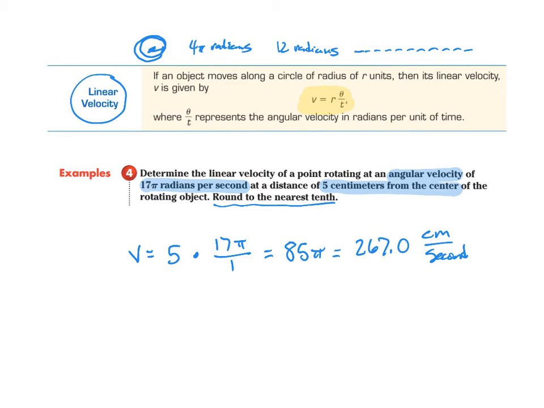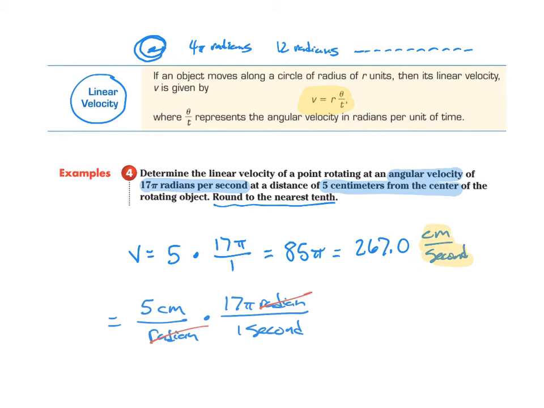Now I want to take a minute to show you why these units are centimeters per second. If we do the dimensional analysis and write it out specifically, we would have 5 centimeters per radian, right? Because a radius is 5 centimeters, times 17 pi radians over 1 second. And notice the radian cancels. This radian and this radian cancel.